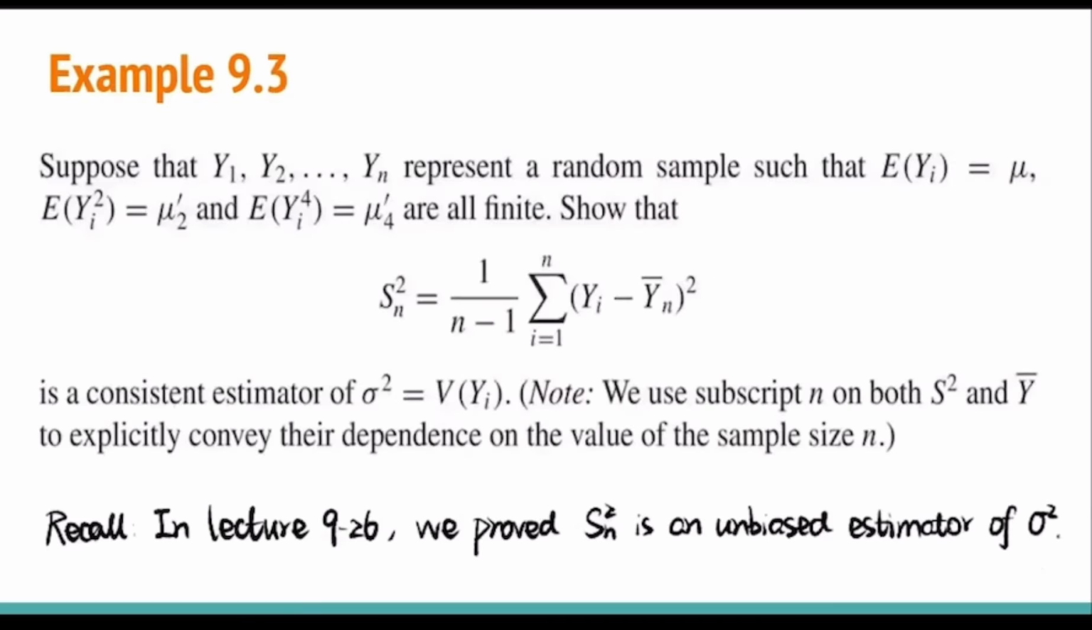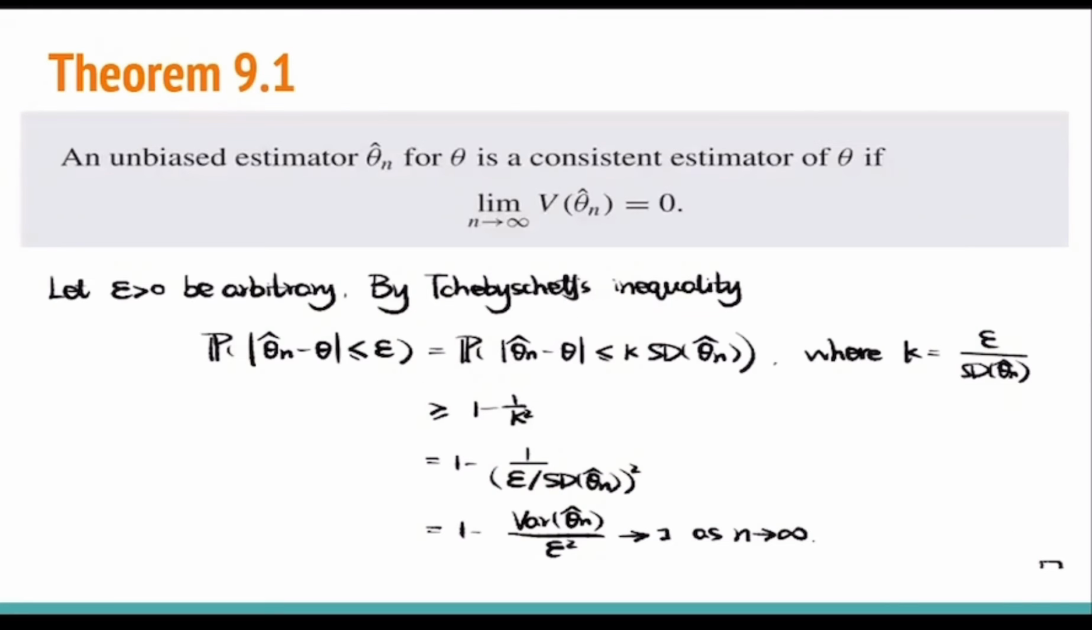Okay, so I want to go into an example now. In the last class, I showed you how we can investigate what we call the consistency property of an estimator. If an estimator is unbiased, we need to derive an expression for the variance of that estimator, and of course, we need to let n tend to infinity. Just like the definition that we have here.